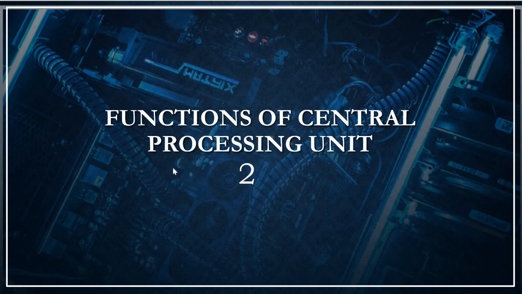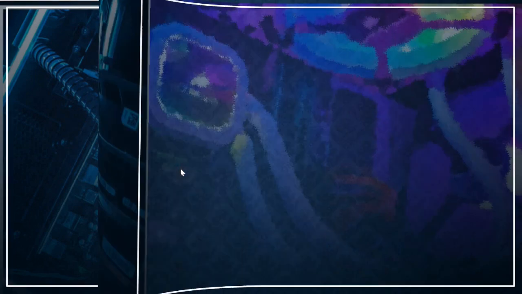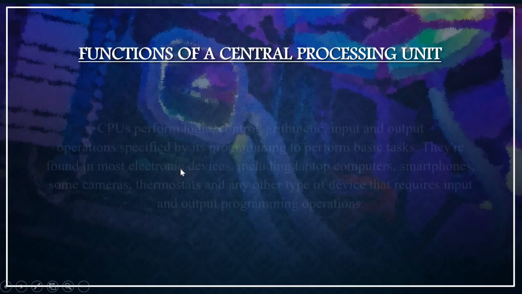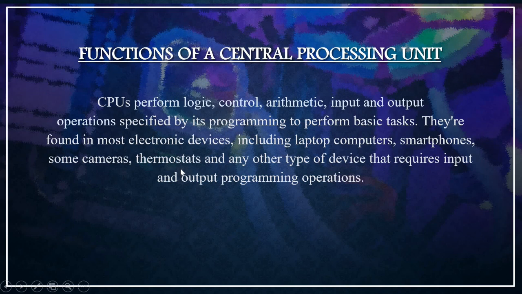Moving on, we have functions of central processing units. CPUs perform logic, control, arithmetic, input and output operations specified by its programming to perform basic tasks. They are found in most electronic devices, including laptop computers, smartphones, some cameras, thermostats, and any other type of device that requires input and output program operations. Let's see the functions.